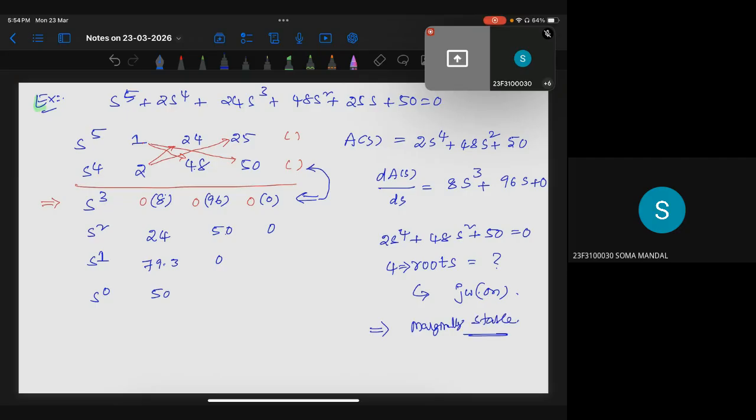Okay. So here, if you get any sign changes, directly you would say that the system is unstable. Is this clear?